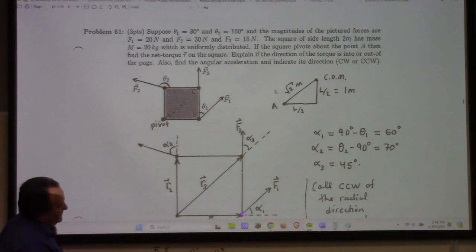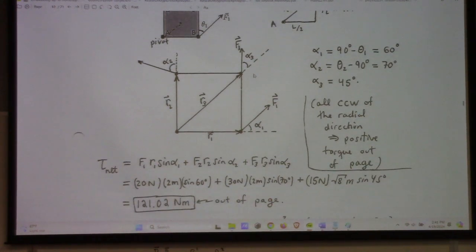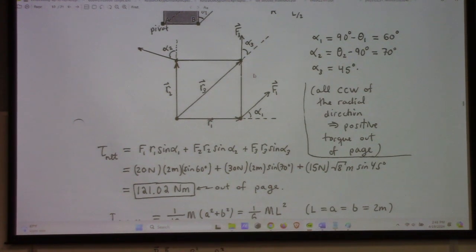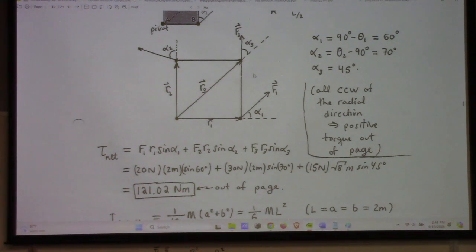Over here, for this point B down here at the force 1, this angle is related to theta 1. They're complementary, right? So 90 degrees minus theta 1 should give me what I've called alpha 1 here, just to give them names. So I've got respectively 60, 70, and 45 degrees as the angles I need. And so I have force times distance times sine of the angle between the radial arm and the force in each case. And I get 121.02 newton meters out of the page.